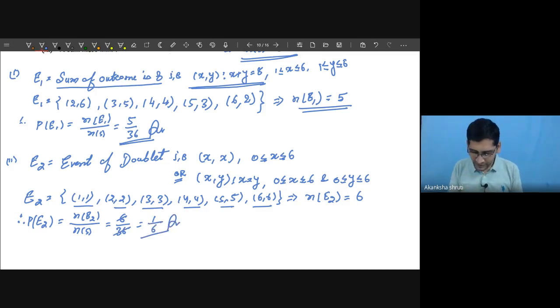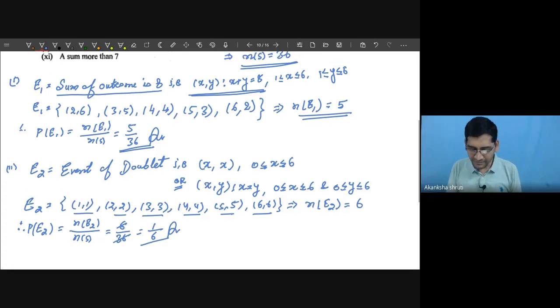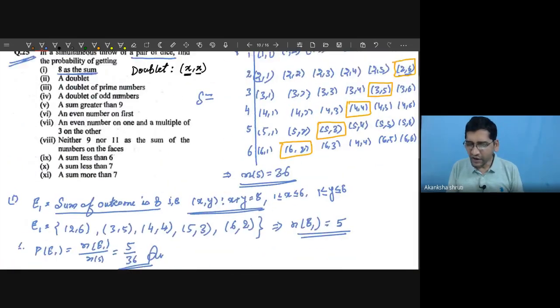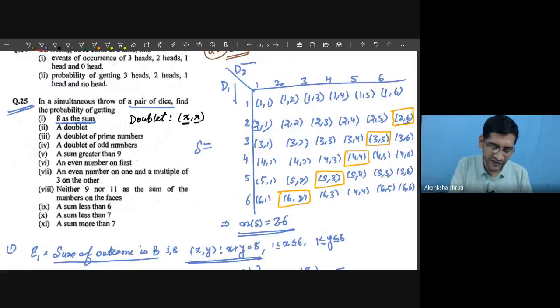Are you getting it? Even these numbers that we have written here can also be allocated in our sample space. If it is required to allocate, you can allocate this. These are our doublets. Are we getting it? So this can be allocated in the sample space also.